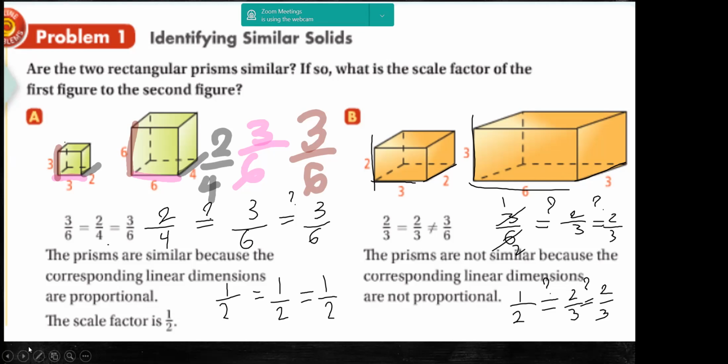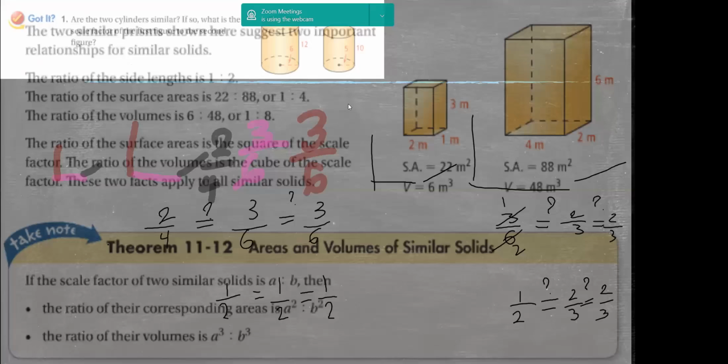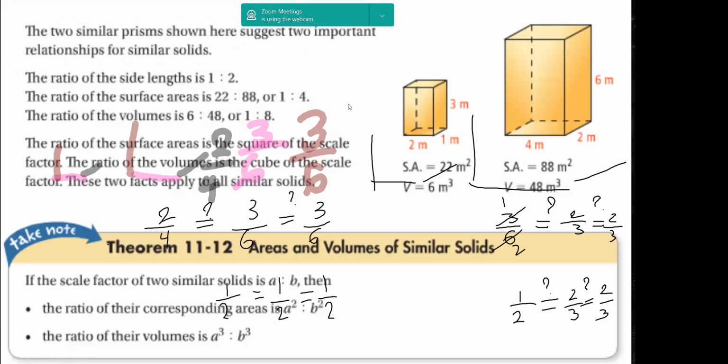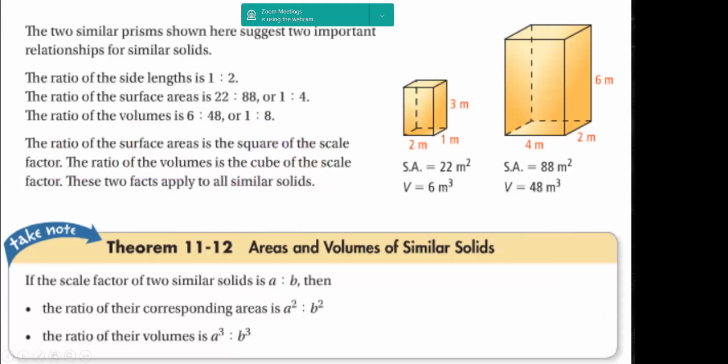Now, like how we did in the lesson in chapter 10, we will do here in chapter 11. Like in the previous lesson, we have a scale factor. We can write the ratios of perimeter and the ratios of area. Here, the same: we have the scale factor, but we can now write the ratio of the surface areas and the ratio of the volumes.